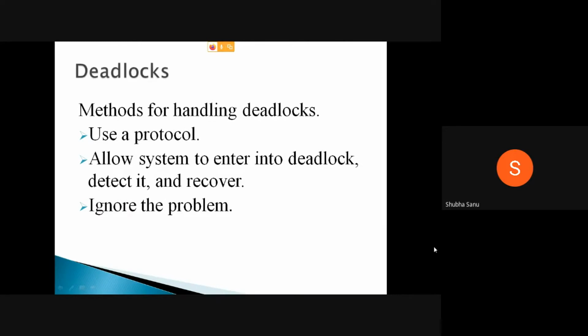Now, there are various methods for handling deadlocks. We have to use some protocols to handle the deadlocks, or allow the system to enter into deadlock, detect it and recover, or ignore the problem.